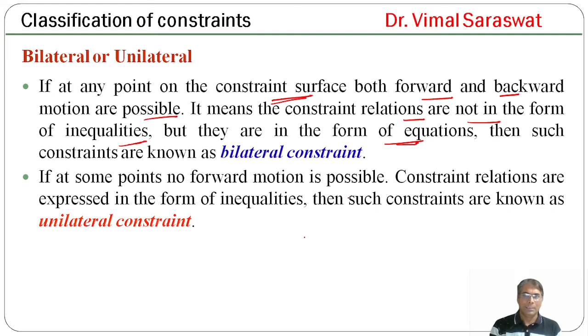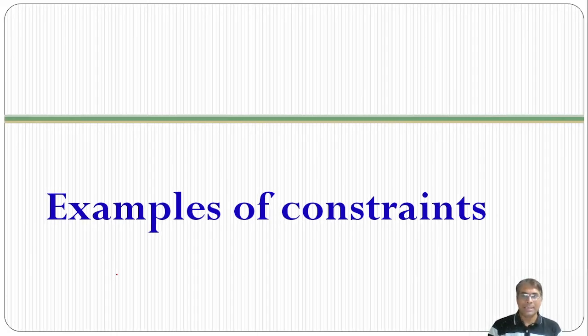If at some point no forward motion is possible, then constraint relations are expressed in the form of inequalities. Then such constraints are known as unilateral constraints. So in case of unilateral constraint, only forward motion is possible, whereas in case of bilateral constraint, both forward and backward motions are possible. Next one is examples of constraints. So now we will discuss some examples related to constraints.